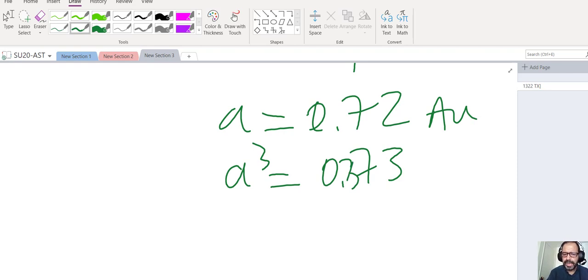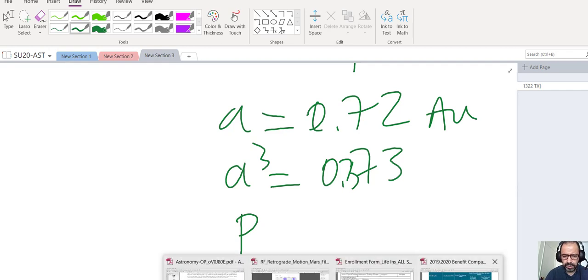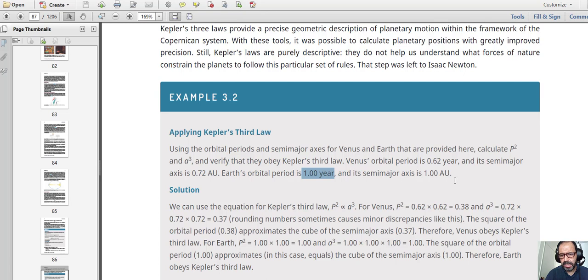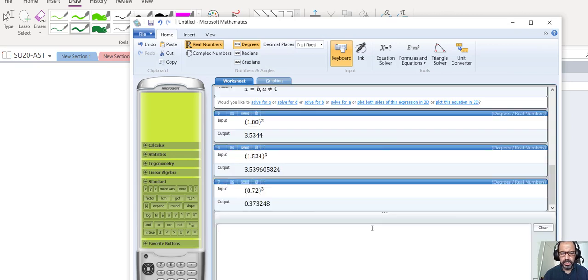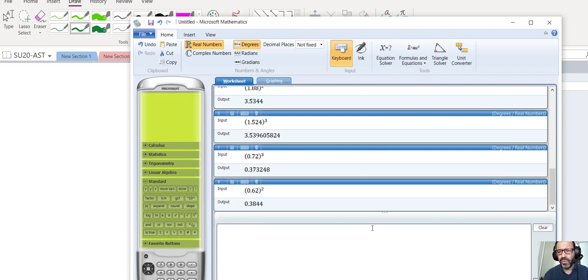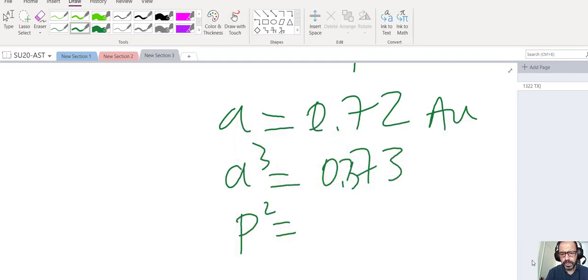So the year on Venus, let me read the prompt again to make sure I'm not copying something wrong. The year on Venus is 0.62. So I'm going to square that number, remember? So p squared. I should find a number that is not too far from this one. 0.62, I'm going to raise it to the power 2, and this number is 0.384.